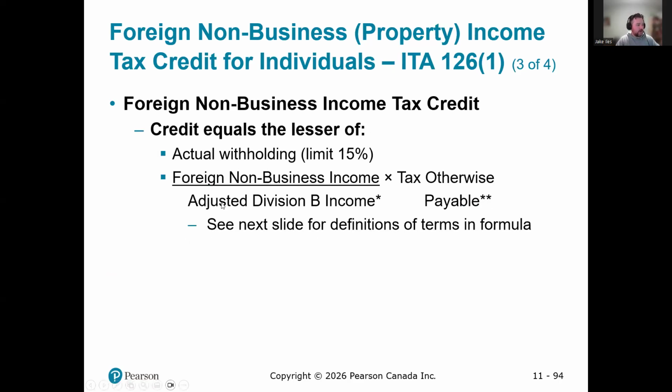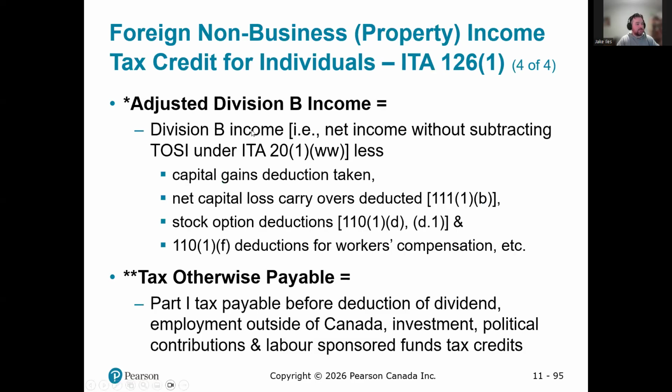Now, we mentioned a couple things. One is adjusted Division B income. Division B income is the calculation of our net income without considering rules such as TOSI. From our net income, we're allowed to subtract amounts related to capital gains and losses. So the capital gains deduction, and any net capital losses that were deducted. We can subtract any stock option deductions and deductions for workers' compensation. So we have our Division B income, our net income, and we're allowed to subtract from it our capital-based losses and our non-taxable worker compensation.